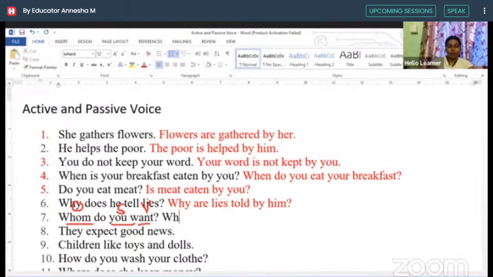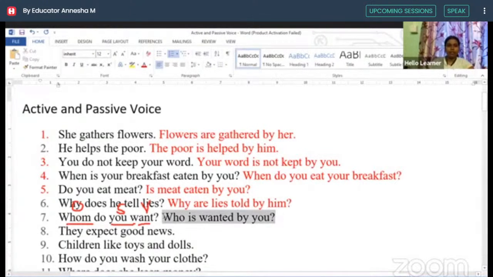Very good. Who is wanted by you? Absolutely correct. See, what we are doing is very simple. Whom is the object. We know that in passive voice, the object becomes our subject. So who is our subject here? And because we have to change the case, the object in the accusative case is whom. But if we make it the subject, it becomes who, in the nominative case.